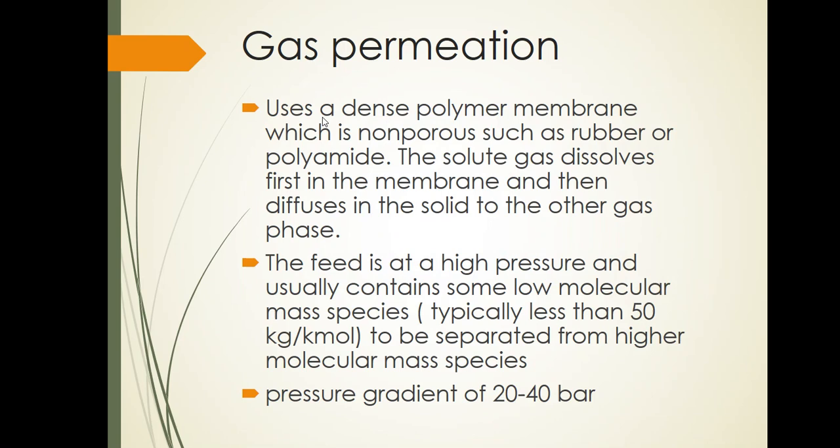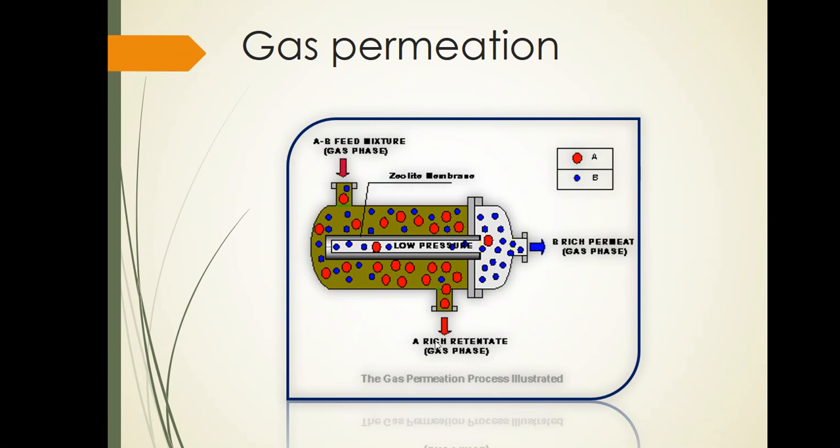Gas permeation uses a dense polymer membrane which is non-porous, such as rubber or polyamide. The gas dissolves first in the membrane and then diffuses in the solid to the other gas phase. The feed is at a high pressure and usually contains some low molecular mass species, typically less than 50 kg per kilogram mole, to be separated from higher molecular mass species. The pressure gradient needed for gas permeation to proceed is 20 to 40 bar. Now, this is gas permeation.